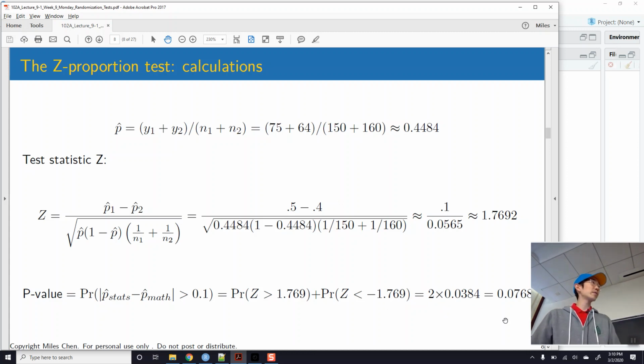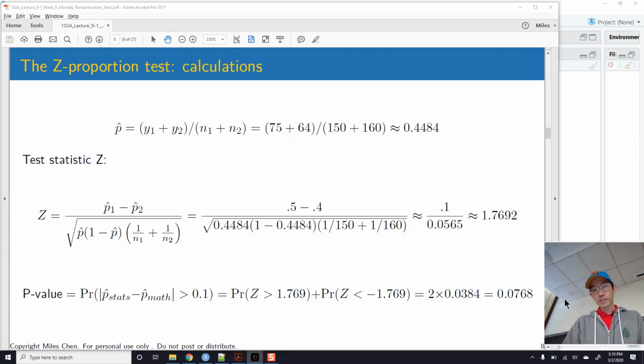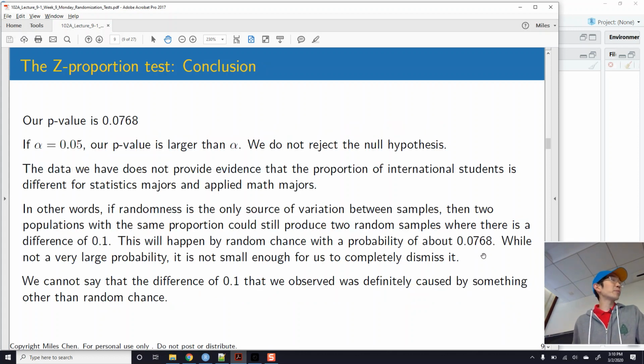We get a p-value of around 7%, 0.0768. So something right around there. All right, that ends up being our p-value. So our p-value is 0.0768. If we use a significance level of 5%, our p-value is larger than alpha, and we do not reject the null hypothesis.